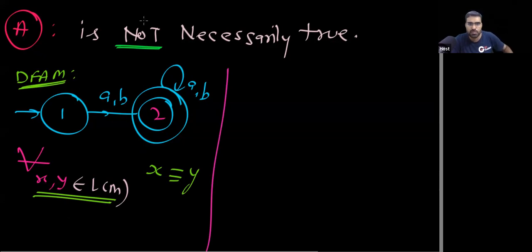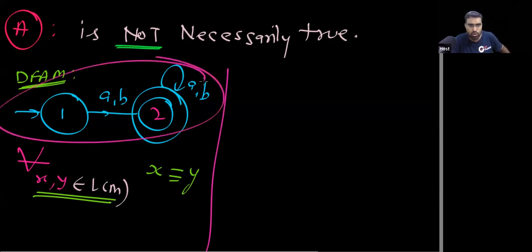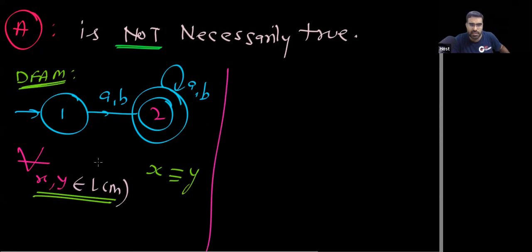So for this DFA, every two strings in the language are equivalent. What is L(M)? That is sigma plus. So every two strings are equivalent. But I have already given you one DFA where they are not equivalent.